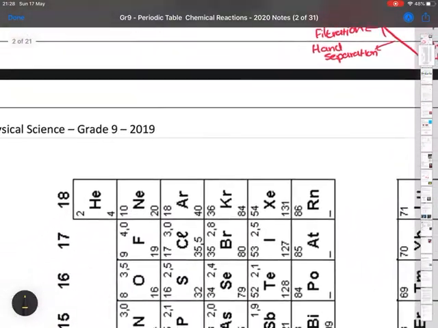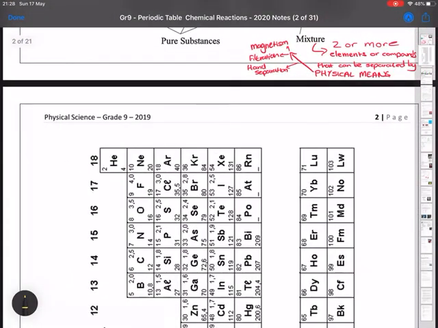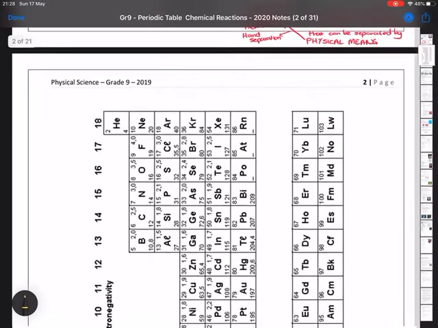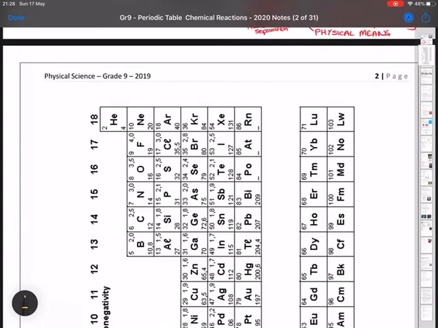Alright, now I've got the periodic table. Those of you who weren't able to print notes, if you don't have a printer, what you can do is get a test from last year. We would have given you a periodic table at the back of your test. Your final exam last year would have had a periodic table, so get that and you can use that to write on for this exercise.